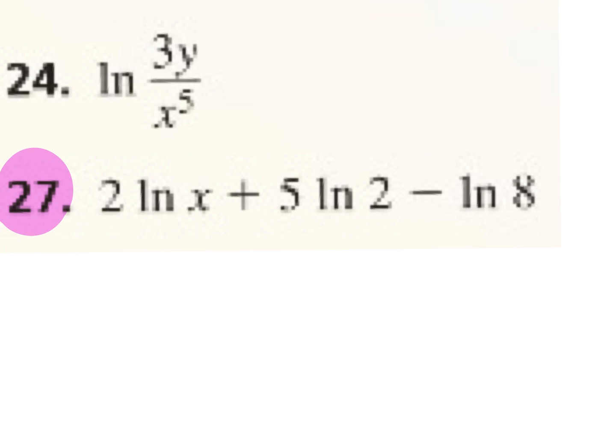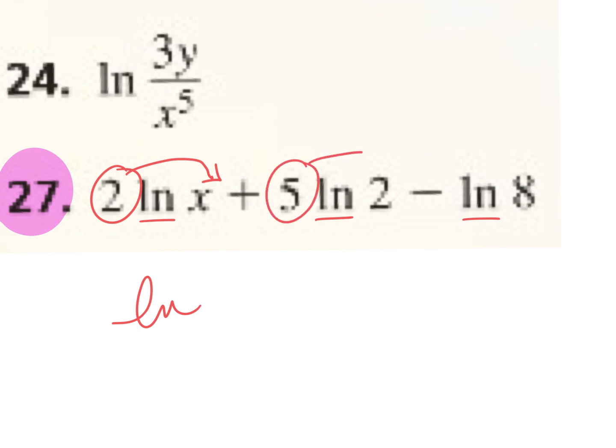All right, let's look at 27. I got a whole bunch of ln's. Yeah? So how many times am I going to write ln? One time out in front. Now let's talk about this. What does this 2 become? An exponent. What does this 5 become? An exponent. Okay. What does this plus sign become? Multiplication. And what does that minus sign become?